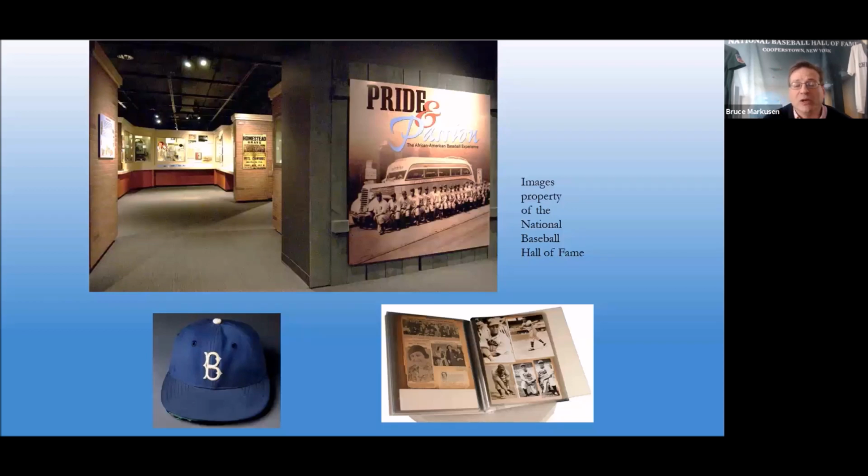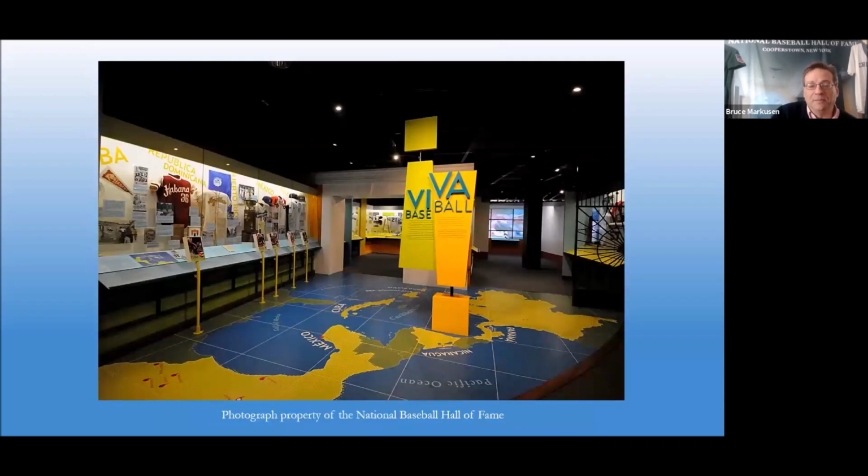It examines the history of African Americans in the game, looks at the subject of Jim Crow segregation, the Negro Leagues, and then ultimately the breaking of the color barrier by Jackie Robinson. We also have an exhibit up on the second floor about Latino players in the game. Viva Baseball is what that exhibit is called.